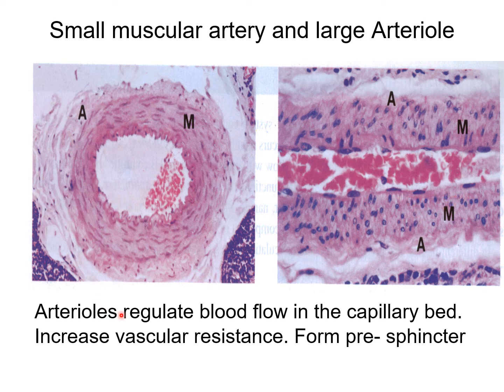The function of the arterioles is to regulate blood flow into the next subdivision of the blood vessel, that is the capillary bed, and they increase the vascular resistance, and they form the precapillary sphincter. So these smooth muscles act as a sphincter and regulate the blood flow into the capillaries.